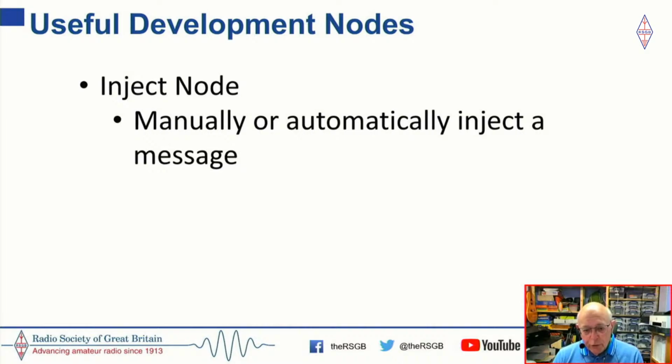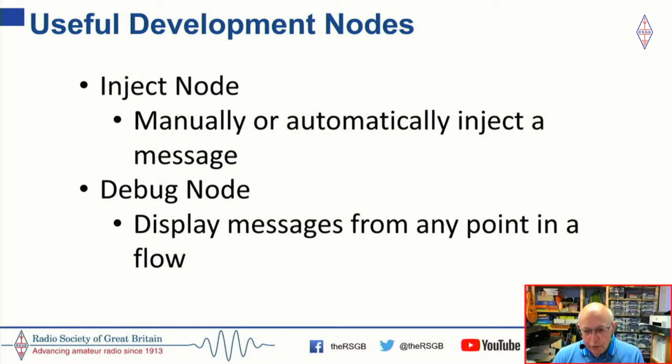But it can also be used to do a regular poll of information. So for example, when we do a CAT control example later, I use an inject node to update a meter reading every second. So it's a really useful node to get familiar with. The other one that's absolutely vital is the debug node.